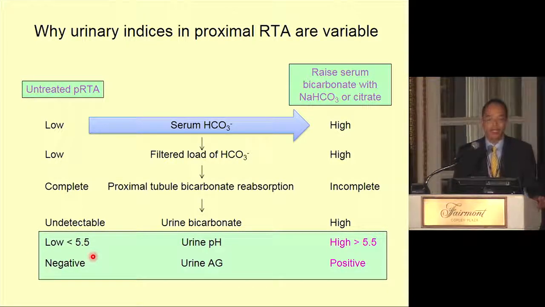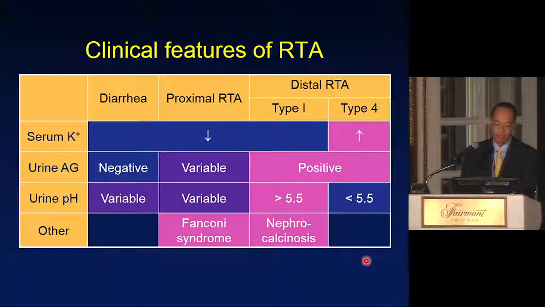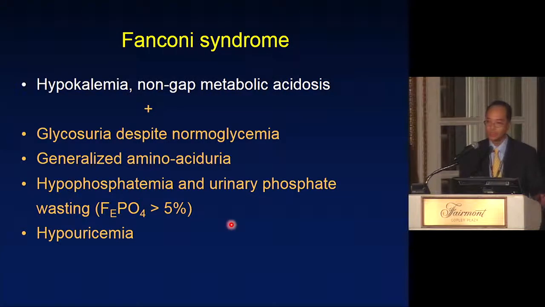The reality is, for all practical purposes, it's not really that necessary. And more importantly, most adult forms of proximal RTA are going to be associated with Fanconi syndrome. And certainly if you get a case in the boards, they're not going to just show you an RTA and have you try and figure out whether it's proximal or not. That would be too complicated for the boards.